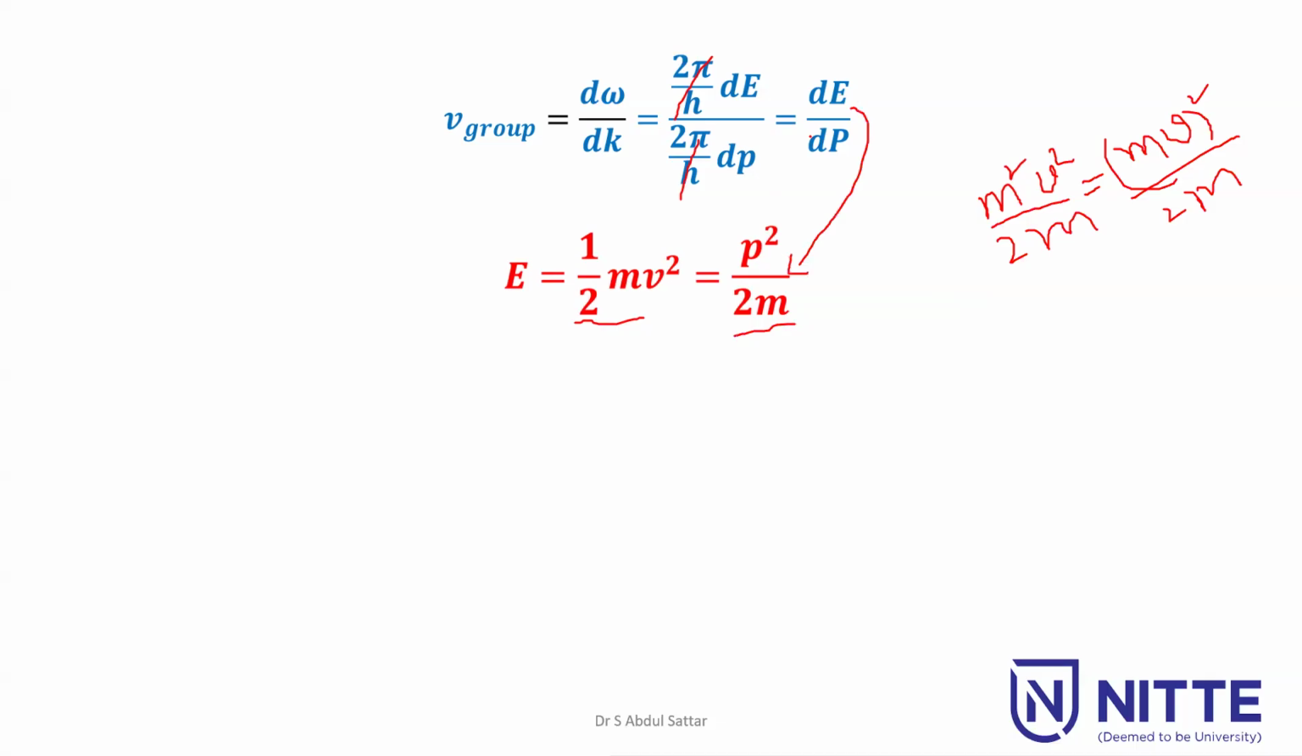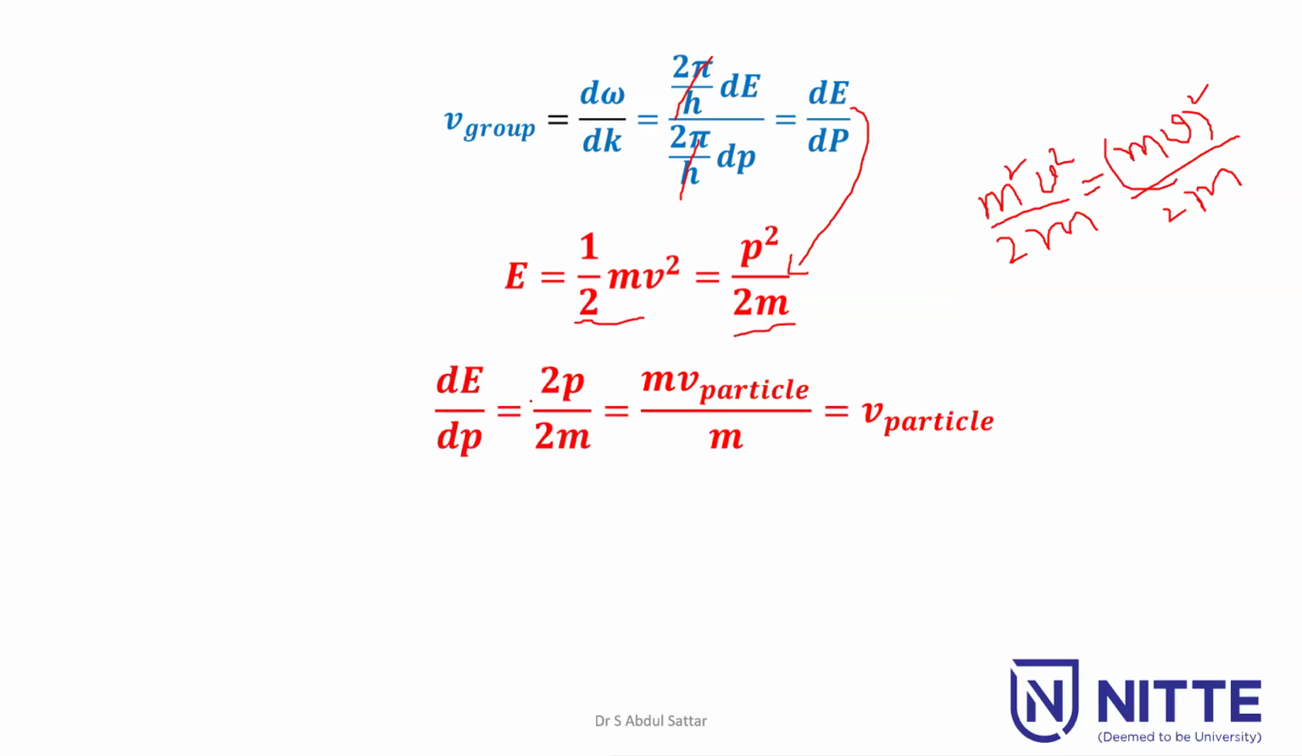Then differentiate this with respect to p. So dE by dp means d by dp of p square by 2m. 1 by 2m is constant, that will come out. d by dp of p square is 2p. Therefore 2 will cancel. Then p, we know, is nothing but momentum.